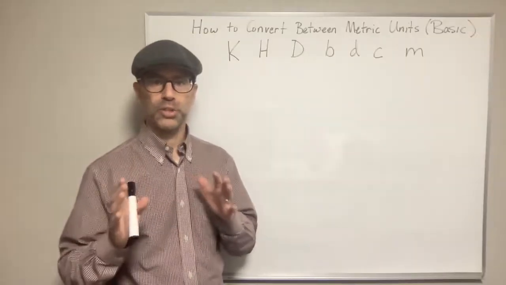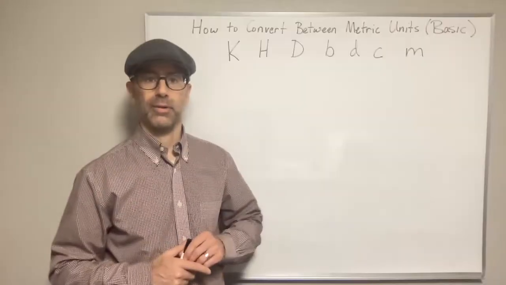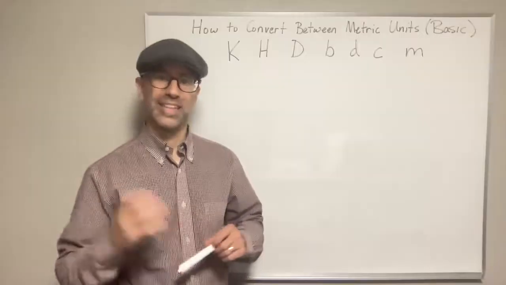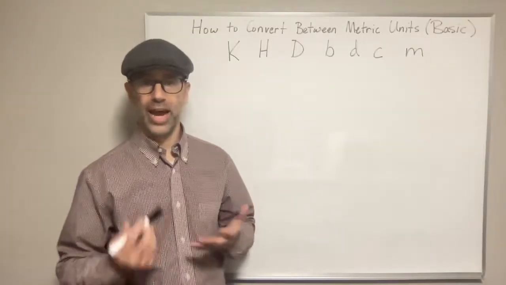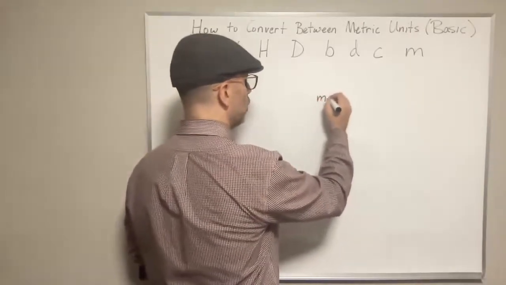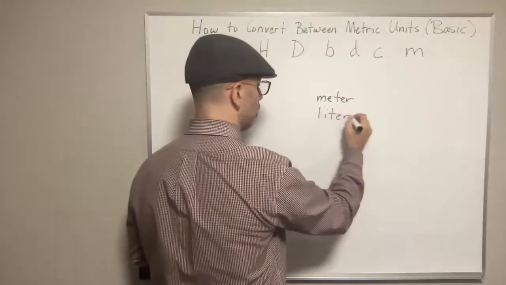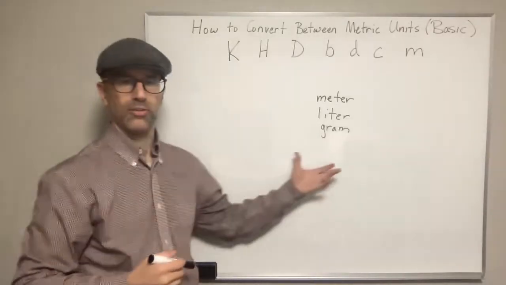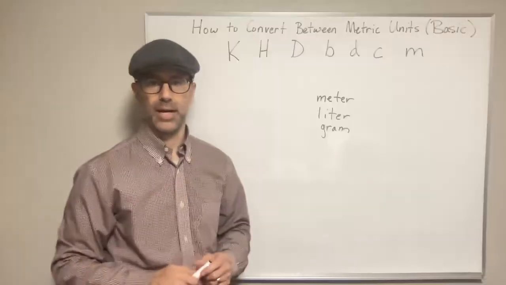When you're converting between different metric units, you have a base unit like a meter or gram or liter. Those would be base units, and you'll notice that those units don't have prefixes in front of them. So meter would be a base unit, or liter, or gram. These would be base units that your other units are going to be based upon, right?